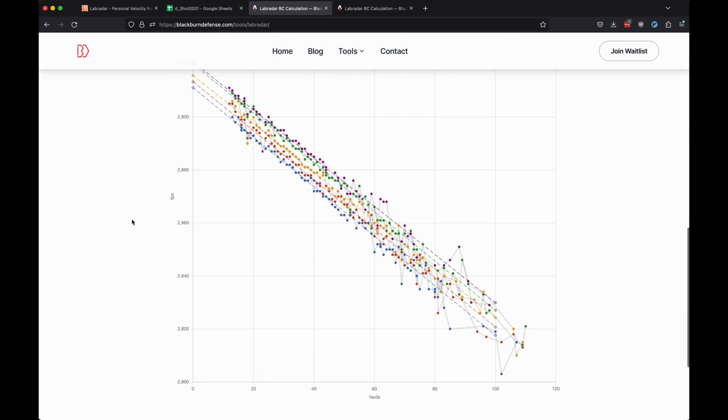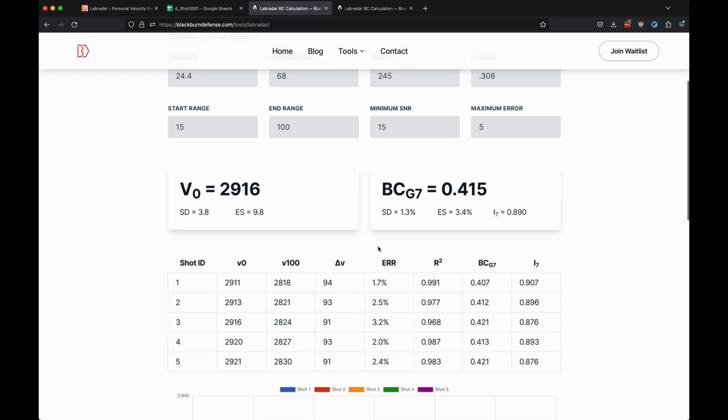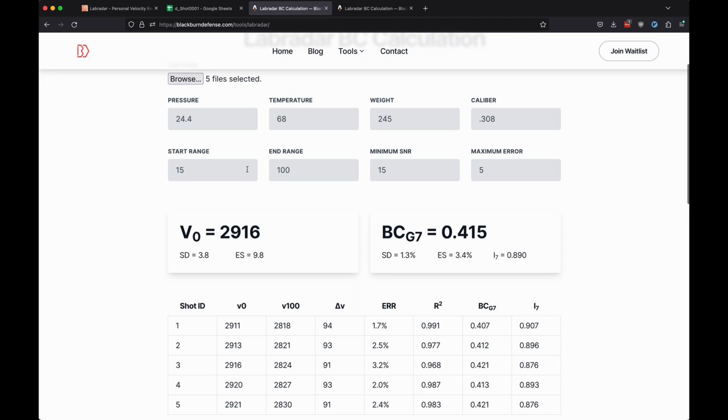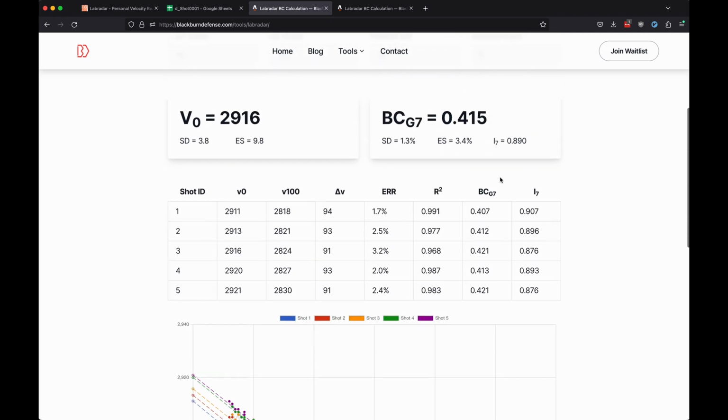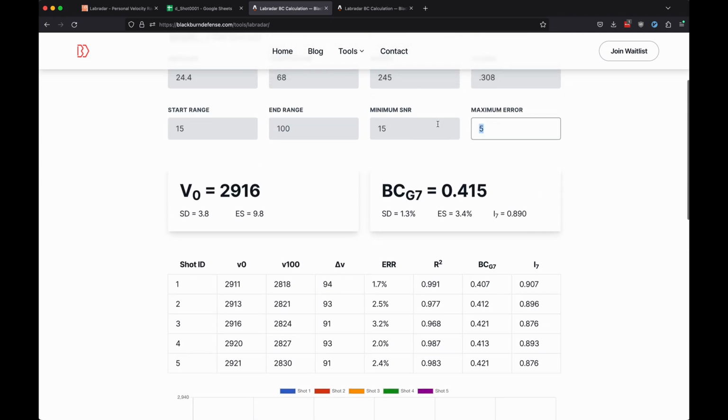If we go to the bottom, here are the track files, and they get kind of crazy at the end, so you can optionally choose a start and end range, and you can choose a minimum SNR, signal to noise ratio, and a maximum error if you want. For example, I could set my max error to 3%, and it would exclude this shot here. It will tell me my G7 BC is 413, which happens to be, if I remember right, the exact published value for the Berger 245 EOL. So in this case, it worked really well.